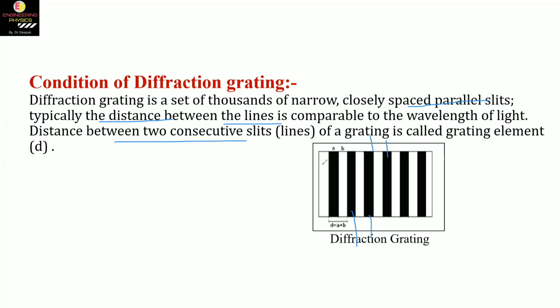The lines drawn on the slit are opaque, and the portion without the lines on the slit is transparent. The condition of diffraction is that when the dimensions of the object and the wavelength of the light are nearly equal, then diffraction is produced.